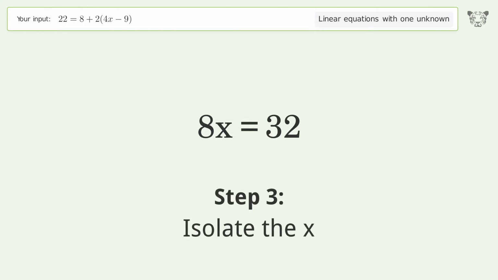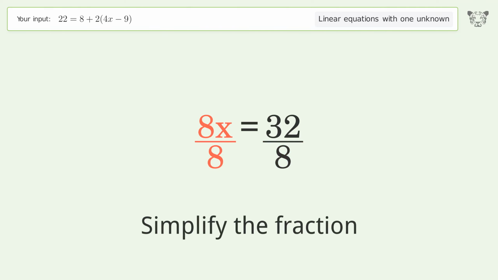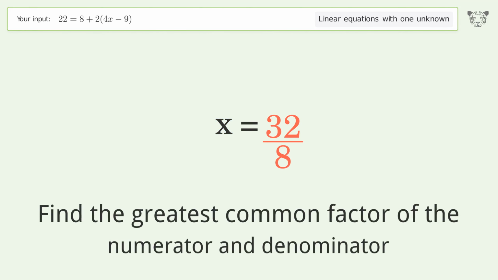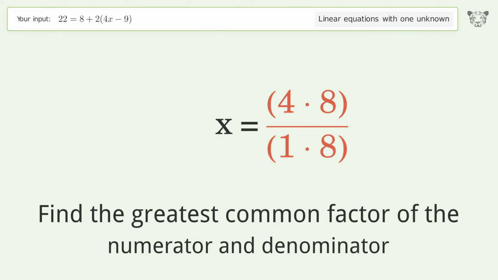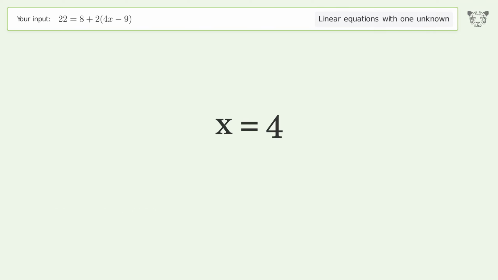Isolate the x. Divide both sides by 8. Simplify the fraction. Find the greatest common factor of the numerator and denominator. Factor out and cancel the greatest common factor. And so the final result is x equals 4.